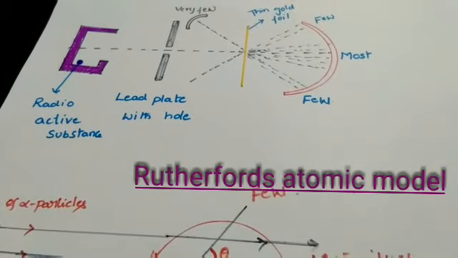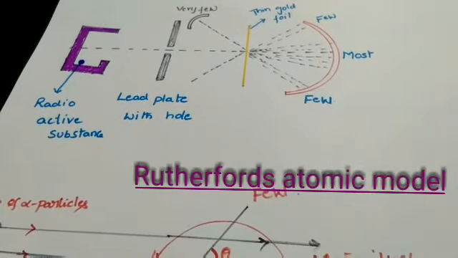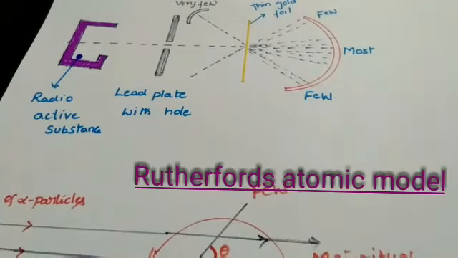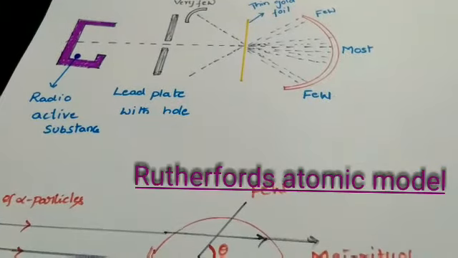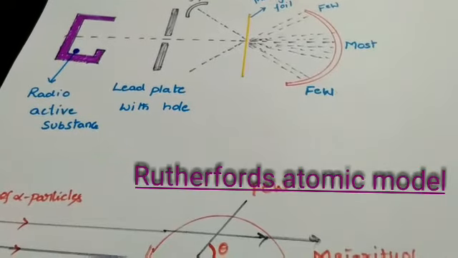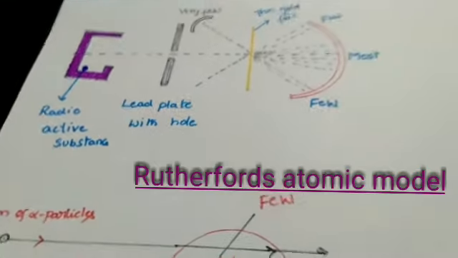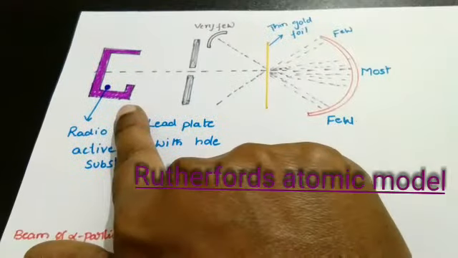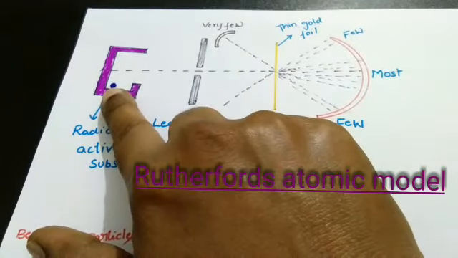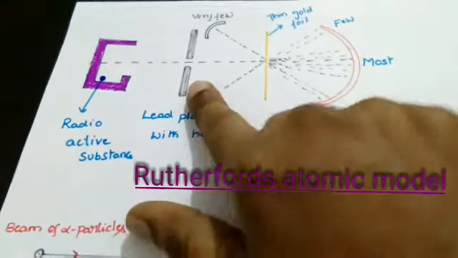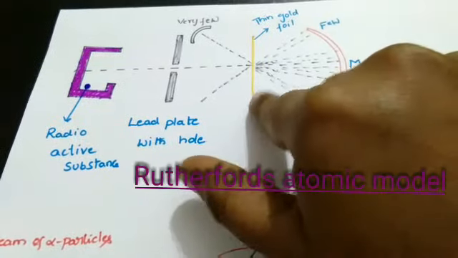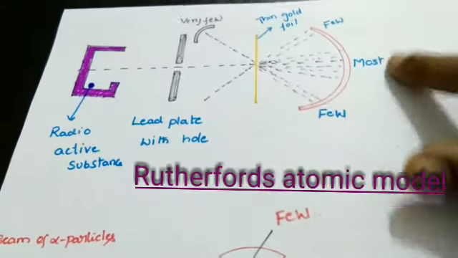Rutherford carried out an experiment on the bombardment of atoms by high-speed positively charged particles emitted from radium and gave the following observations, which were based on his experiment. This is the radioactive substance. This is the lead plate with hole, thin gold foil and curved surface plate.